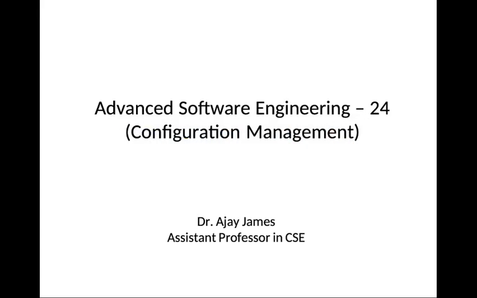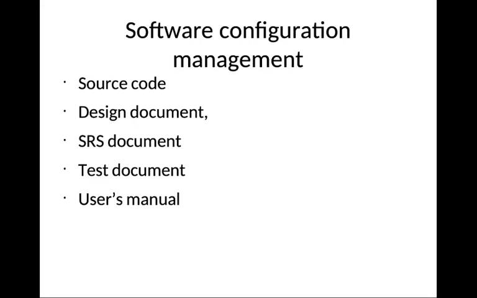Hello all. So in this lecture we will see about software configuration management. When we develop software, there is a large set of deliverables for that software project. It mainly consists of the source code, the design document, the SRS document, the test document, and the user's manual. All these are a set of deliverables, or these are called objects. These things will be referred to and modified by a number of software developers in the team.